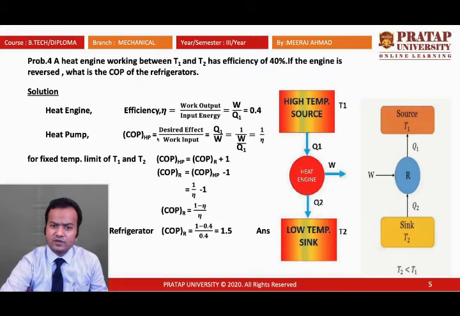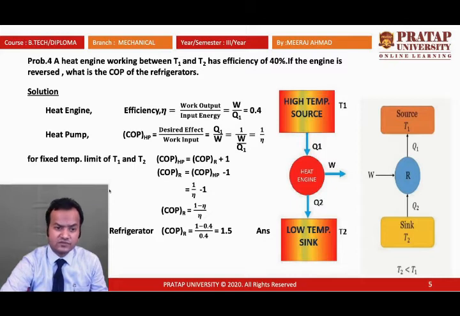The COP of the heat pump is equal to the desired effect by the work input. The desired effect in the heat pump is Q1 here. So Q1 by W, and this can be written as 1 by (W by Q1), and W by Q1 is equal to the efficiency. So 1 by the COP of the heat pump is equal to the efficiency of the heat engine. Then finally you have to find the COP of the refrigerator. There is one equation between the heat pump and the refrigerator.